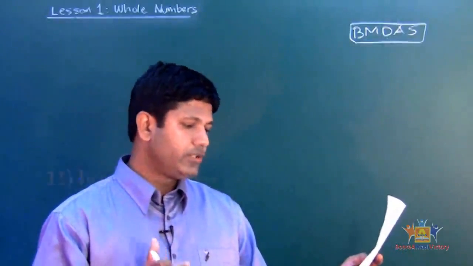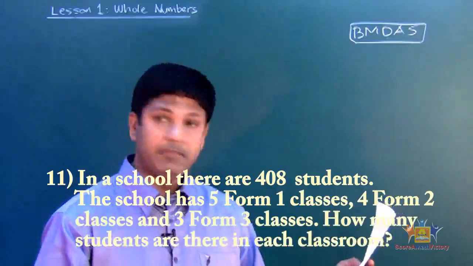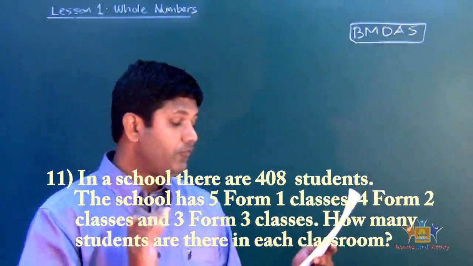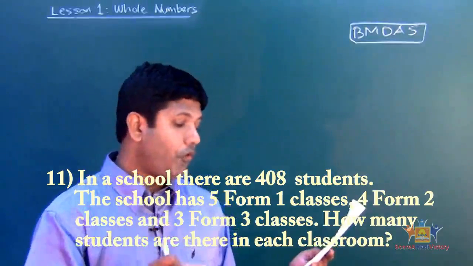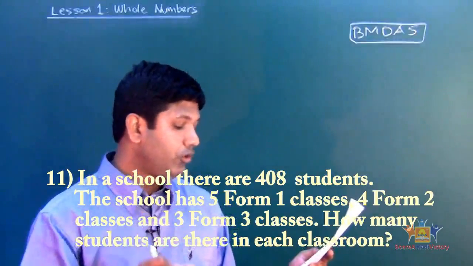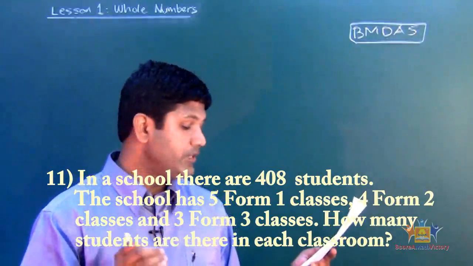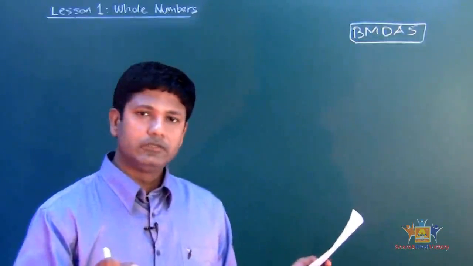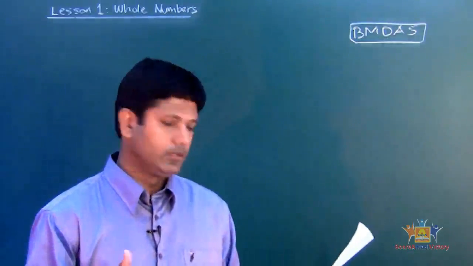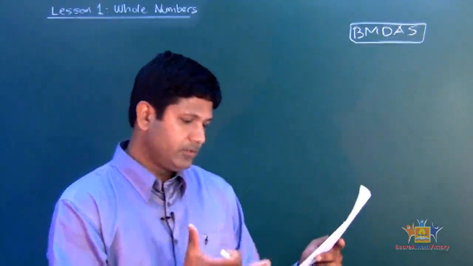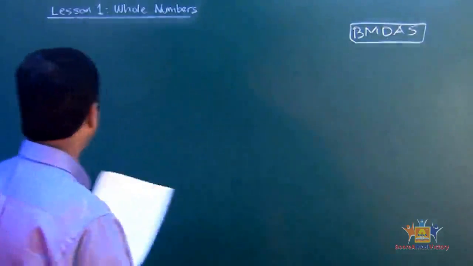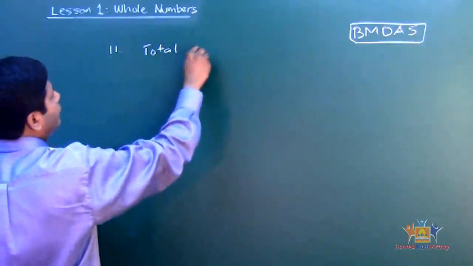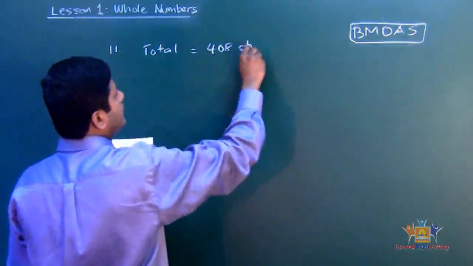In a school, there are 408 students. That means that's the total number of students in the school. The school has 5 Form 1 classes, 4 Form 2 classes and 3 Form 3 classes. How many students are there in each classroom? So how do we understand this? How do we interpret this? First you've been told the total, so problem number 11. We're given the total. The total is how many? 408 students.